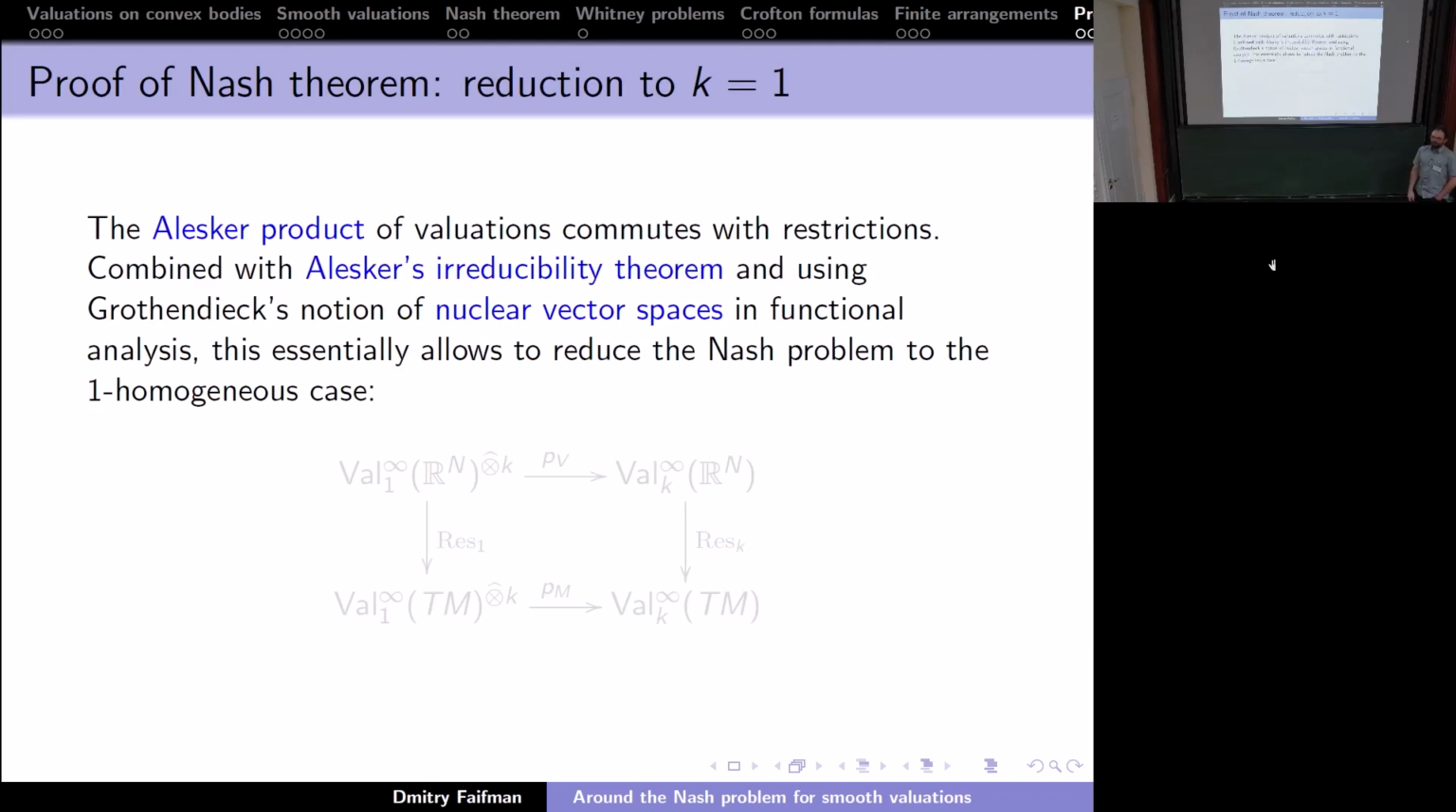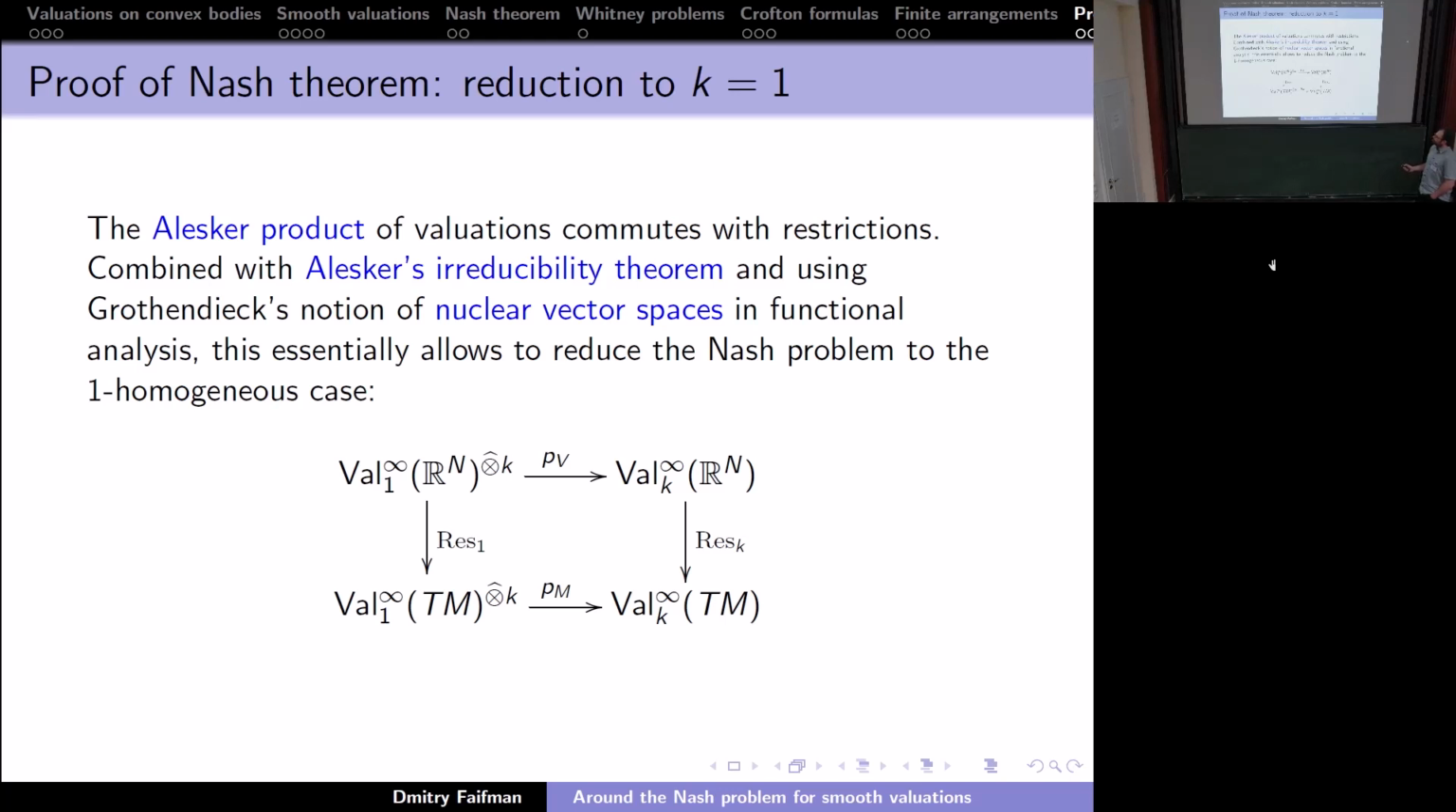And here comes the upshot. We can capitalize on that to prove it for every K. We will be using the Alesker product for it. While I kind of defined it earlier, we don't really need to know the definition. What we need to know is that it's a natural operation which commutes with restrictions. Okay, and so here is the basic diagram. We want to show that this map here is onto, from valuations everywhere to the field of valuations on the tangent spaces.